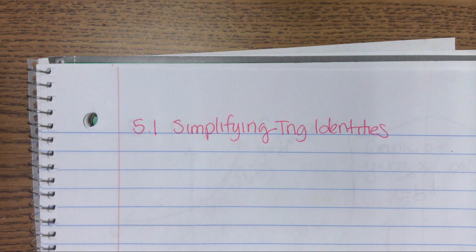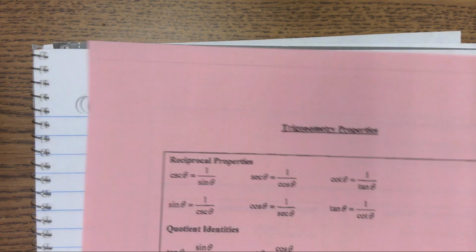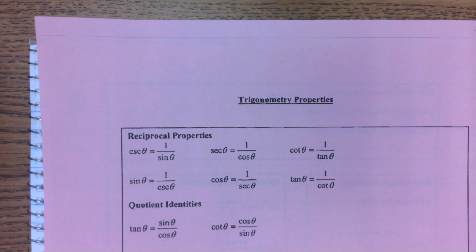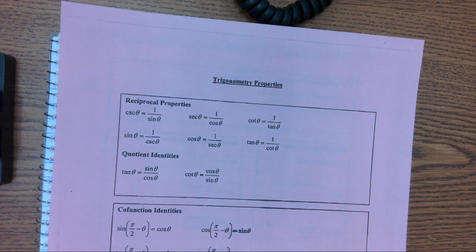Part 2 of simplifying some trig identities. Once again, you're going to want to have out for today our trig properties sheet, which we got last week. So it looks like this. Grab that. We're going to be using those today.